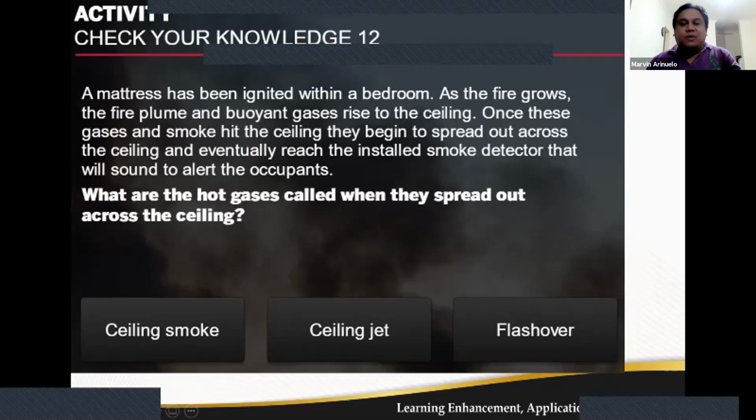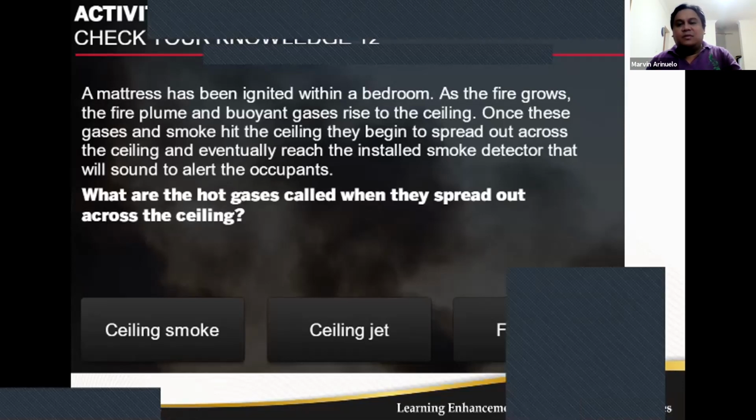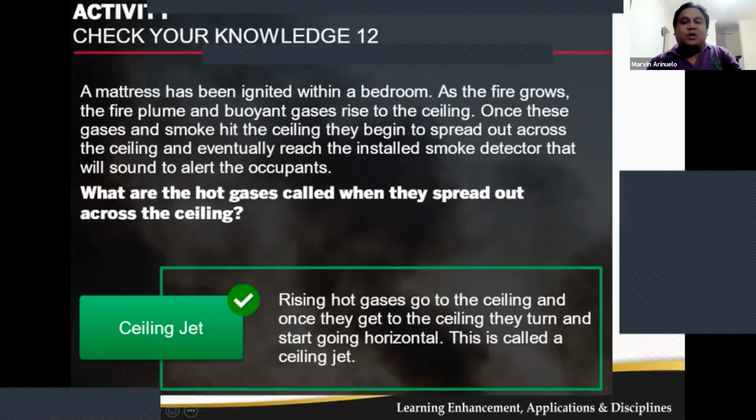Okay, all of you guys correct? No? So Norman, Mr. Normal, B. So that's right. The rising hot gas goes to the ceiling, and once it gets to the ceiling, it turns and starts to go horizontal because of what we call the ceiling jet.